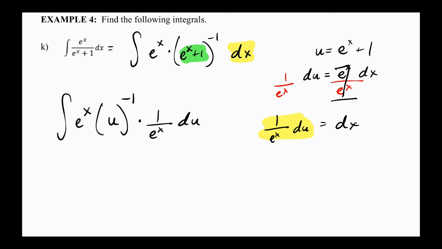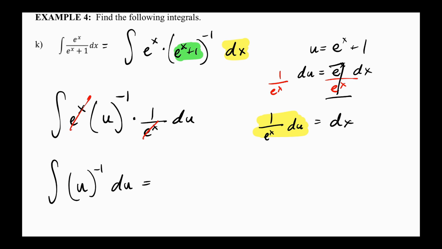Did I make the right choice? Yes, I did, because these guys will go away. And you're left with, good, don't worry about x's. I have just u's. Okay, so find the antiderivative. Add 1 to the power, divide by the new power. Is there going to be a problem? Yeah, there's going to be a problem, right?